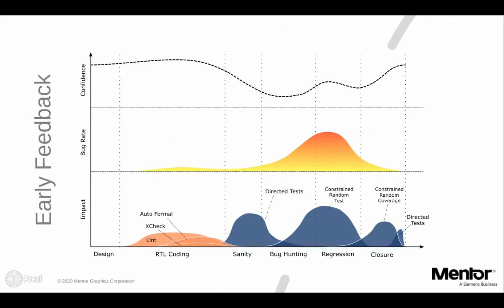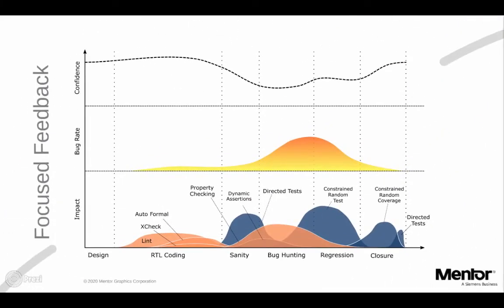Now, an easy incremental improvement is the addition of lint and low abstraction formal apps. This is something I see as a proactive step toward improving the quality of the design as it's being written. Deployment here is relatively easy because what we're adding doesn't require much ongoing engineering effort. We get the emotional benefit of early feedback. You'll see we've also started front-loading the debug effort to reduce the bug rate peak that happens later on.